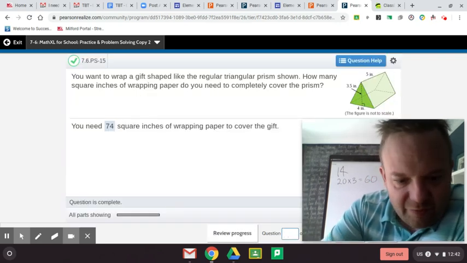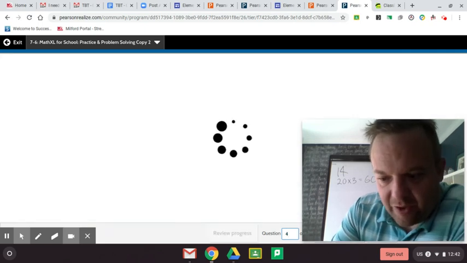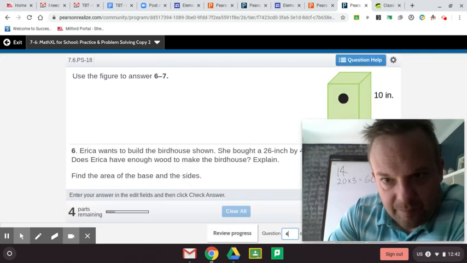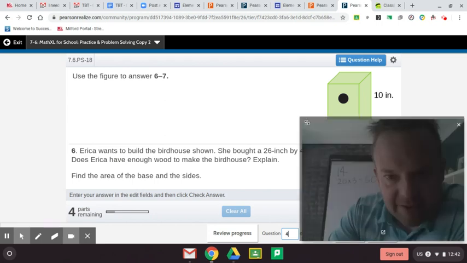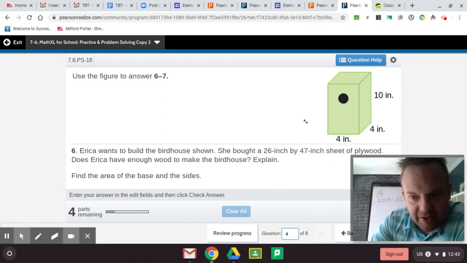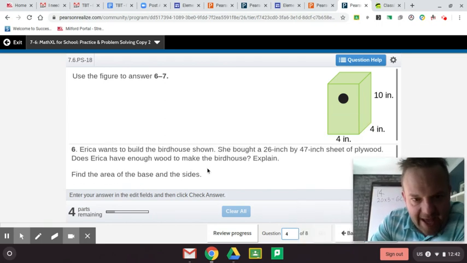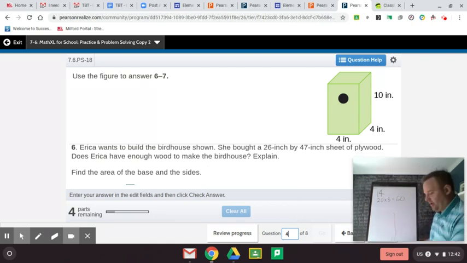All right, let's move on to number 4, trying to get to that birdhouse question. And here we go. We are at the birdhouse question that we had a request to do. Erica wants to build a birdhouse.